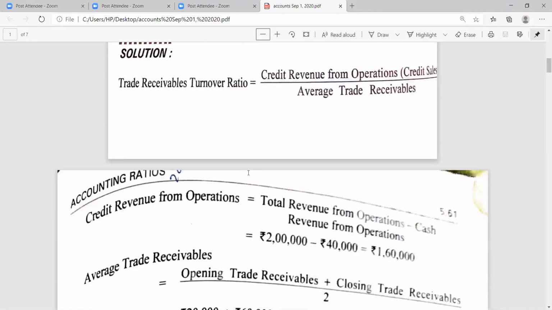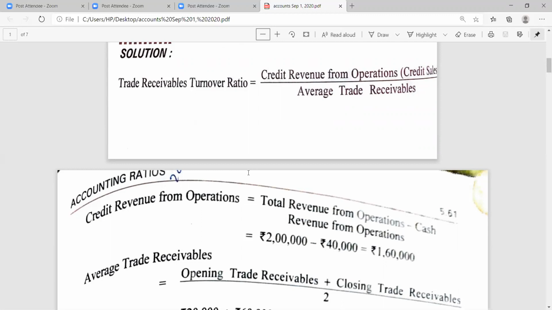It is also shown in the solution as well. You can see credit revenue from operation is equal to total revenue from operation minus cash revenue from operation. If we deduct the cash revenue from operation out of the total revenue from operation, definitely we will get the credit revenue from operation. That is 2 lakh minus 40,000. It will be 1 lakh 60,000.